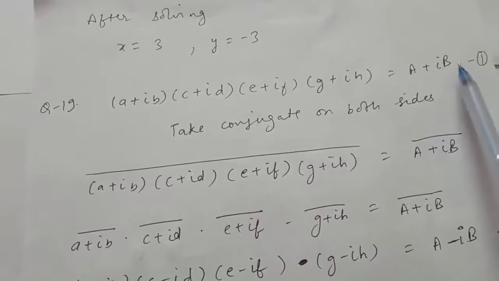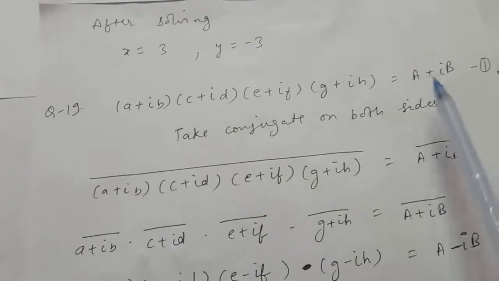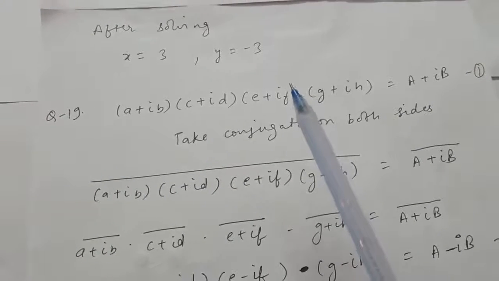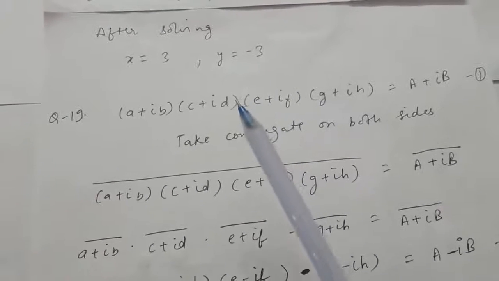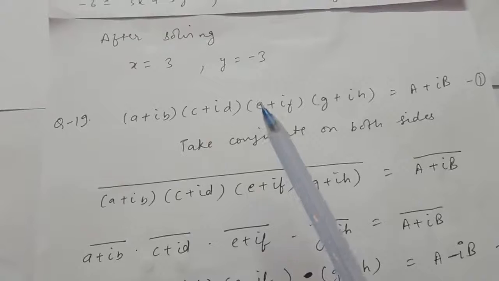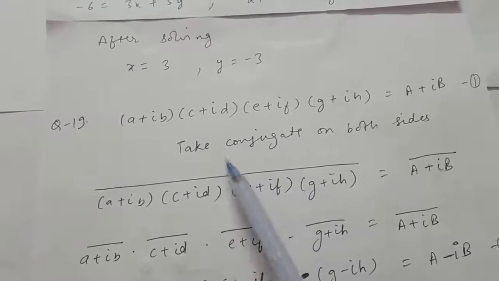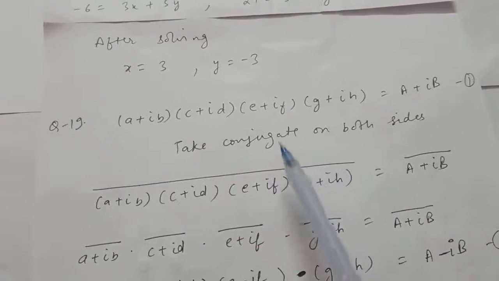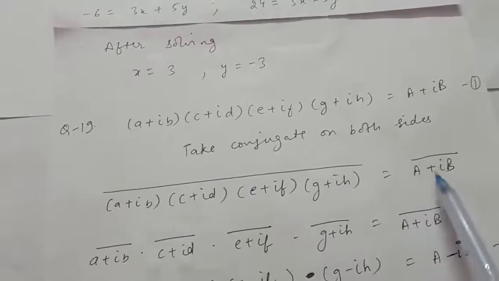And they have asked something to prove. But for that, because what we wanted to prove includes a square plus b square, c square plus d square, so that is why we will take the conjugate on both sides. So the conjugate of the left-hand side is equal to the conjugate of the right-hand side.